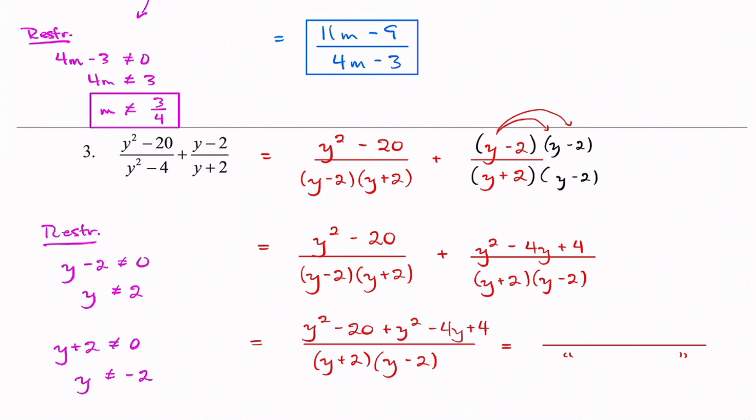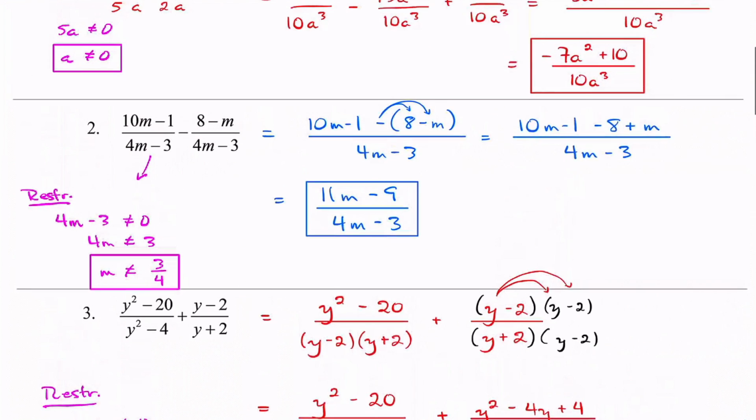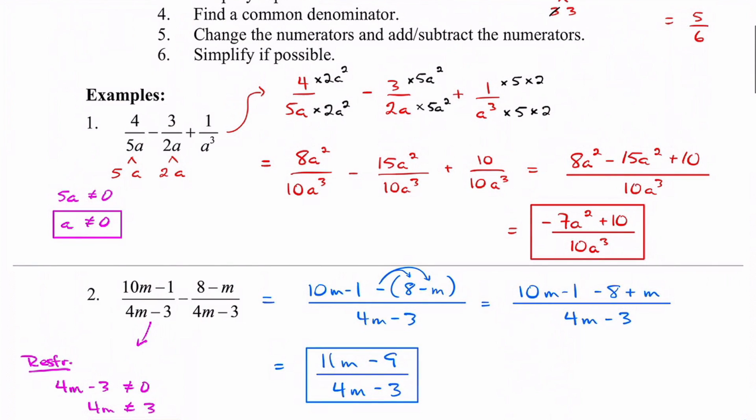It's the same thing. In the numerator though, I'm going to put the y squared and the y squared together. So I have 2y squared. Then I have a minus 4y, so let's write that, minus 4y. And then the minus 20 and the plus 4 I can put together, and that's going to give me minus 16. So now that I've added that all together and I've simplified it, remember our last step was always to check and see if you can simplify even further.